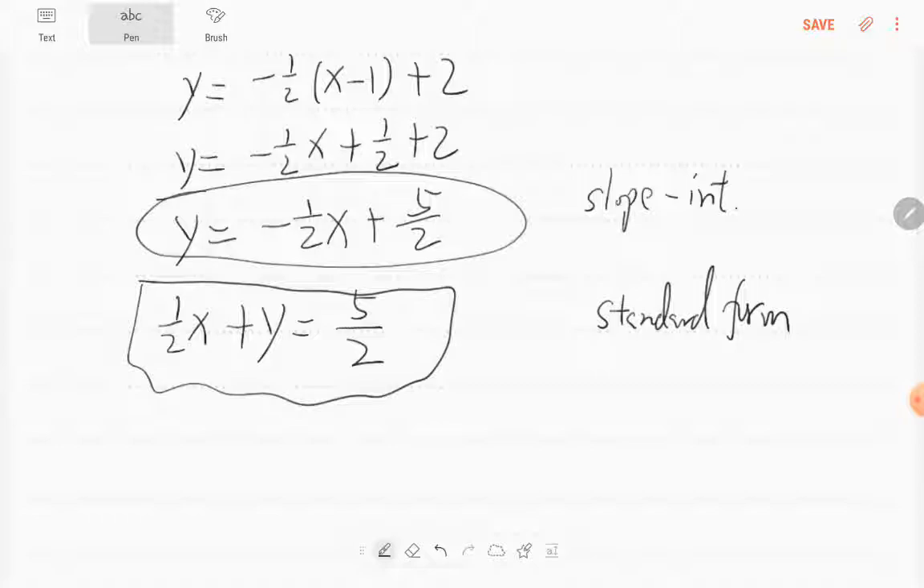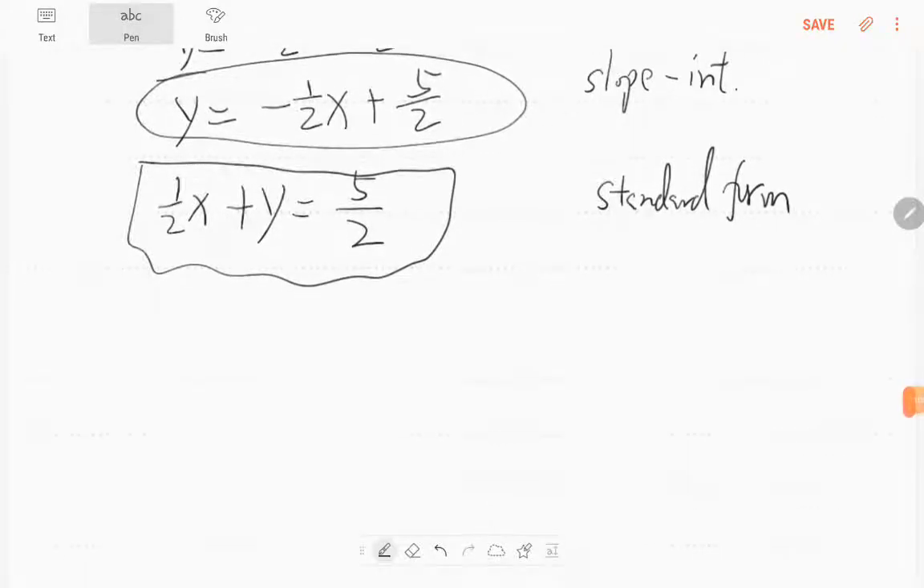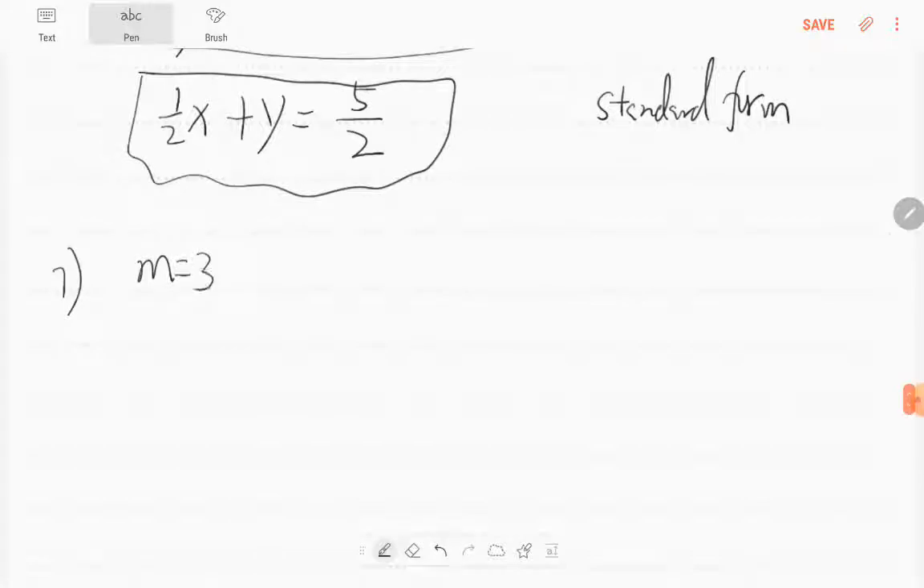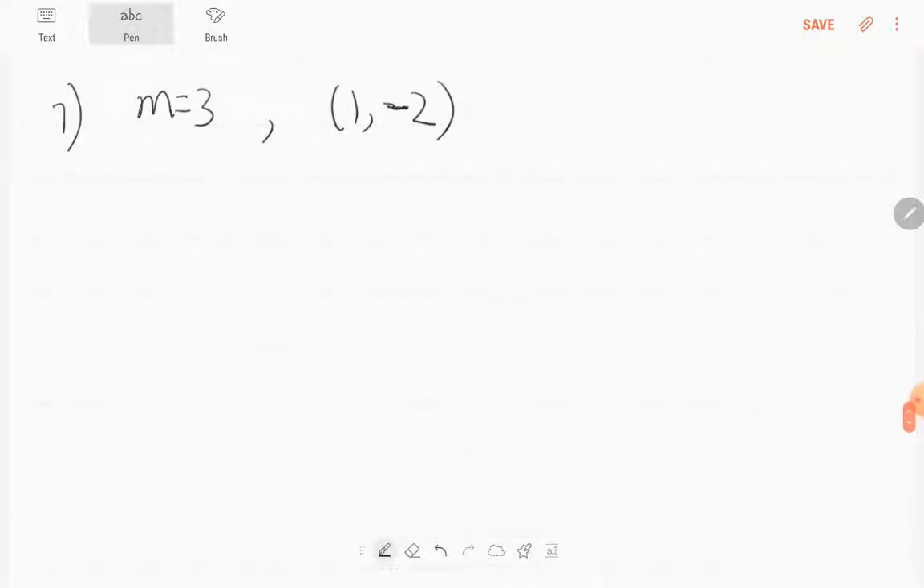Look at the next one. Number 7. Find the standard form. This problem gives you the standard form of the equation of the line with slope m equals 3 and passing through the point 1, negative 2. Okay, so we can use the point slope form to find the equation first, right? So y minus the y coordinate, negative 2, equals 3 times x minus the x coordinate 1.